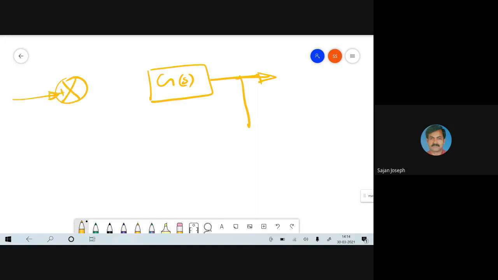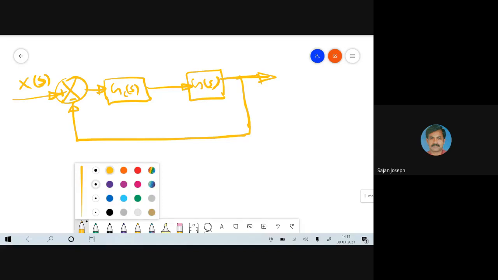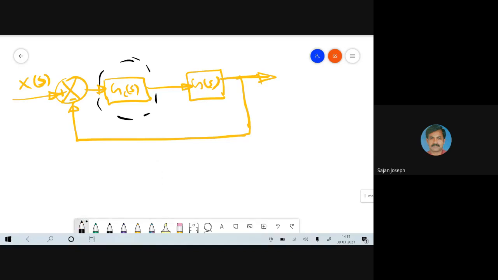we will be comparing the desired input with the actual output, or we will be comparing the desired outcome with the actual outcome, and the error which is generated by comparison is allowed to go through another dynamic system with a transfer function Gc(s), and this Gc(s) is referred to as the compensator or controller.